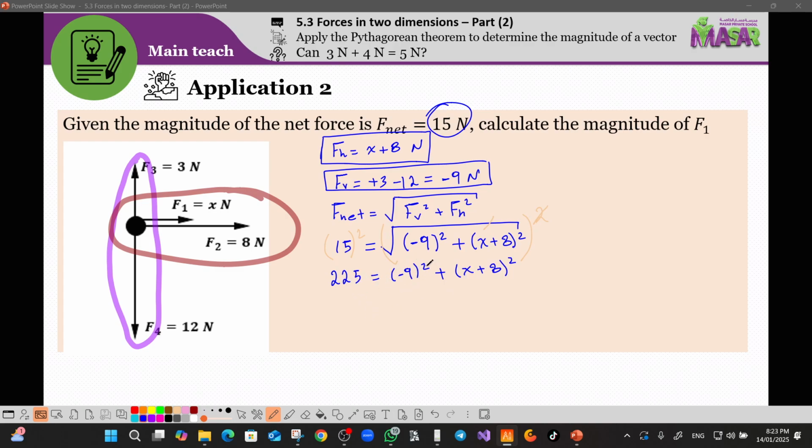Now let me square the minus 9 using the calculator, and we will get 81, 225, plus x plus 8 squared. Now I will move the plus 81 to the other hand side, taking into consideration that the sign should be changed from plus to minus. So 225 minus 81 is equal to x plus 8 squared. Now 225 minus 81 is just 144.